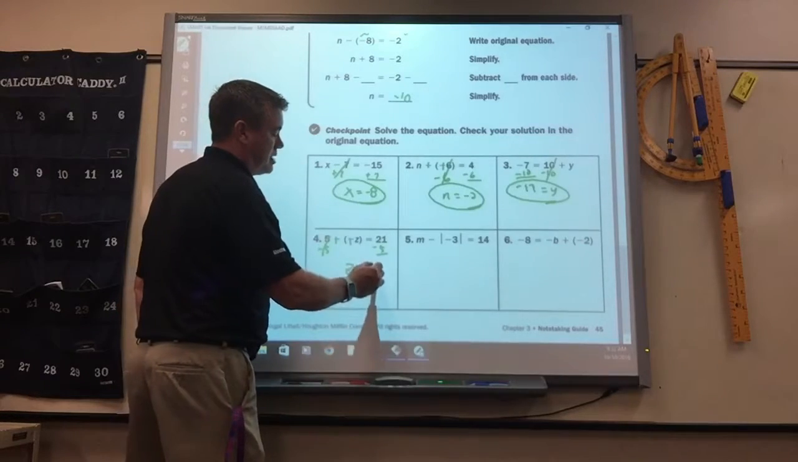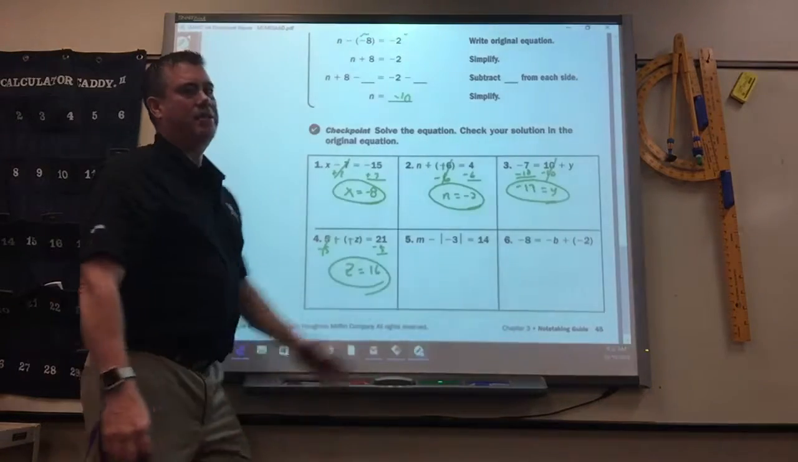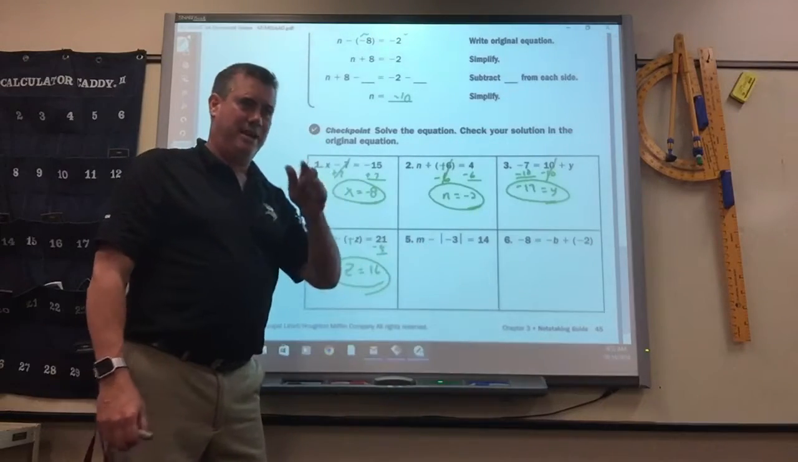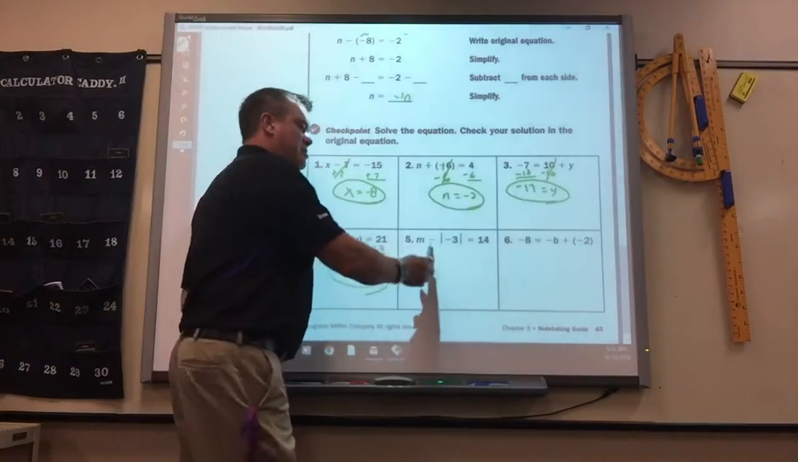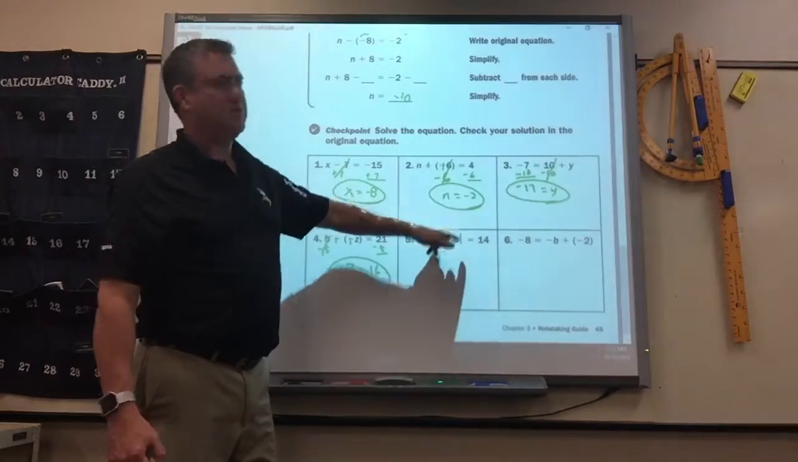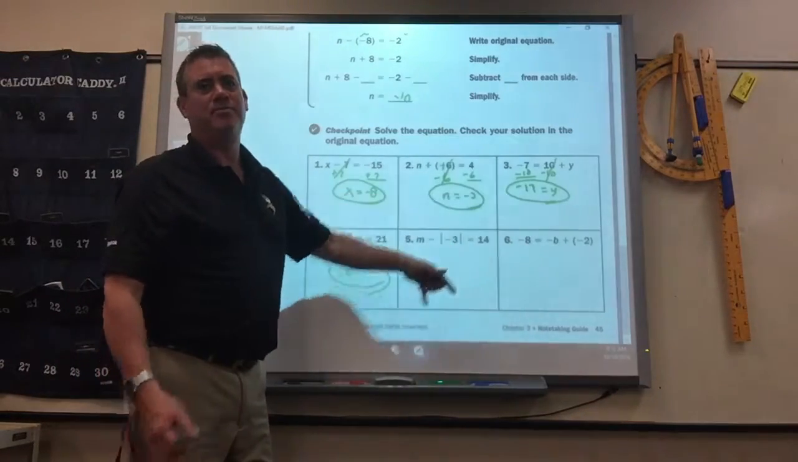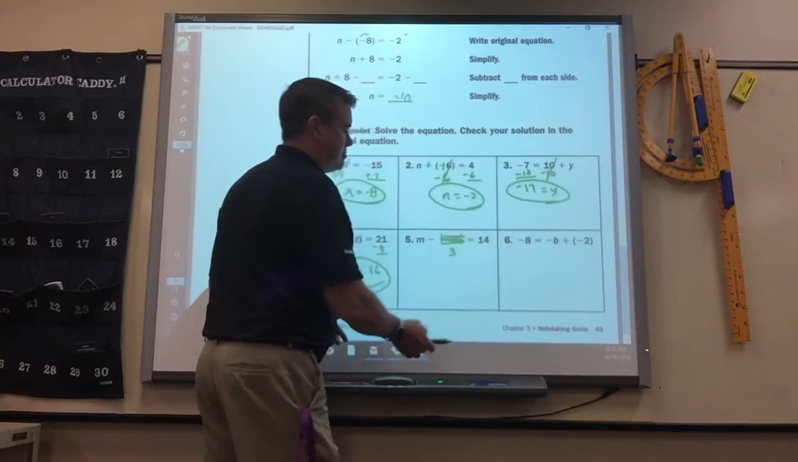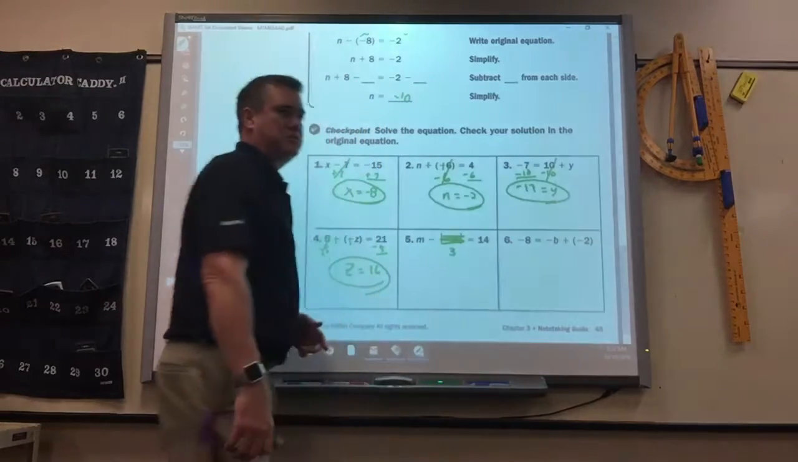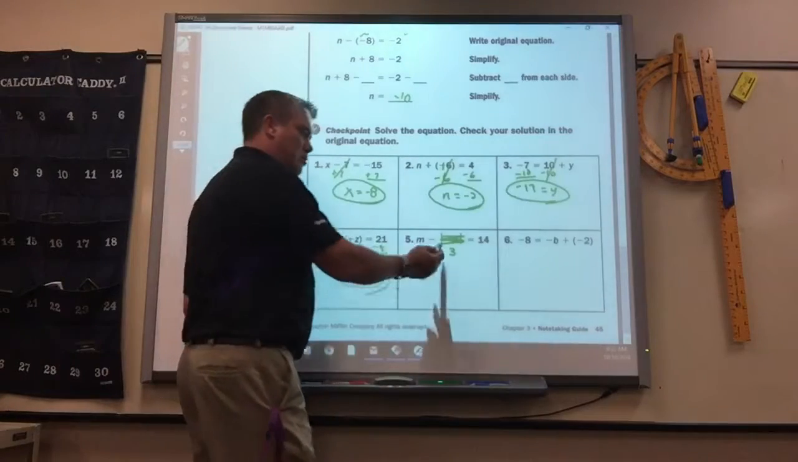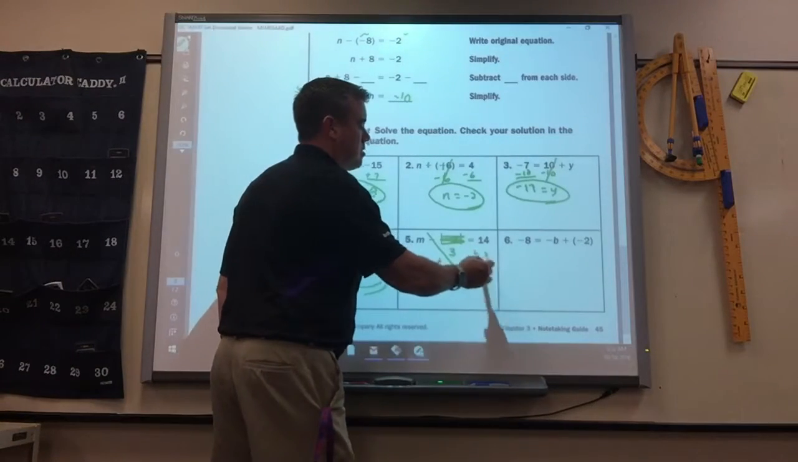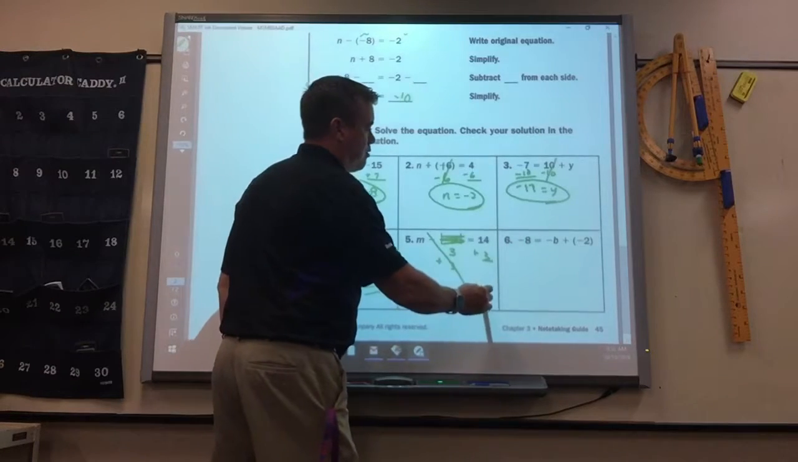Z equals 16. This one. So, right. Don't change the sign, because this isn't a parenthesis, this is absolute value. Which means you got to simplify that first. That just turns into 3. So it's m minus 3 equals 14. So to get rid of the minus 3, you add 3. And you get m equals 14.